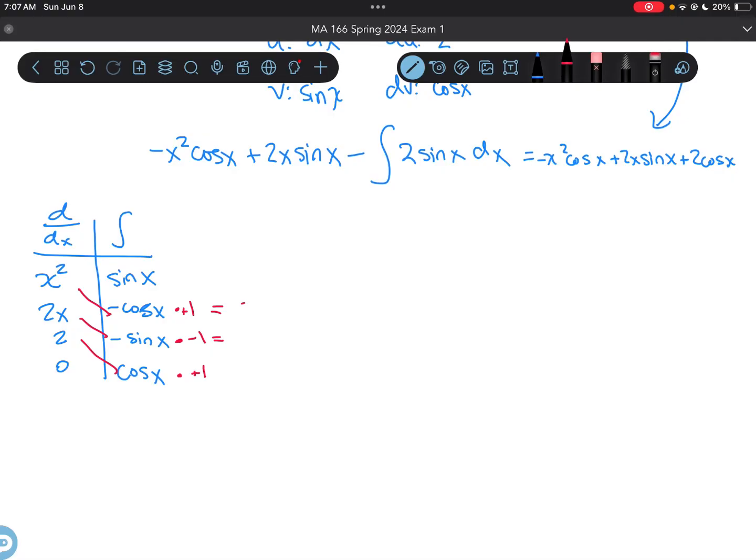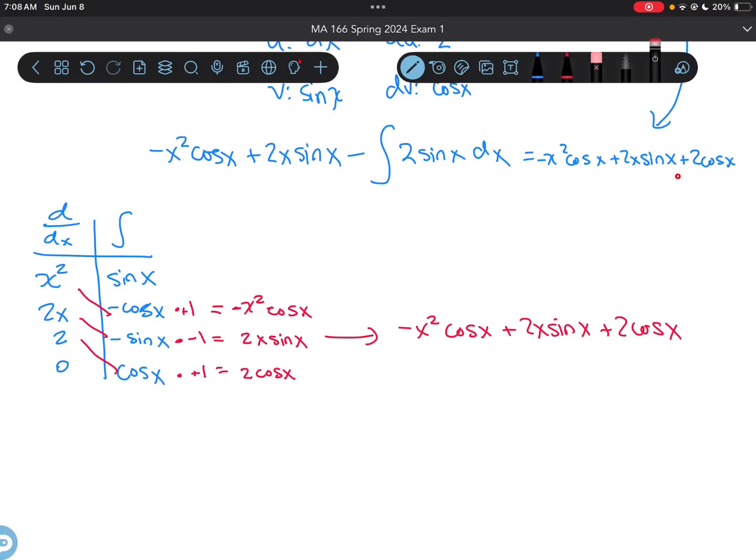Okay, so I get negative x squared times cosine x, 2x times sine x, and then 2 times cosine x. And to find the antiderivative, I just add up all of these quantities, and I get negative x squared cosine x plus 2x times sine x plus 2 times cosine x. And that is our antiderivative. You'll notice it's the exact same as what we got before.